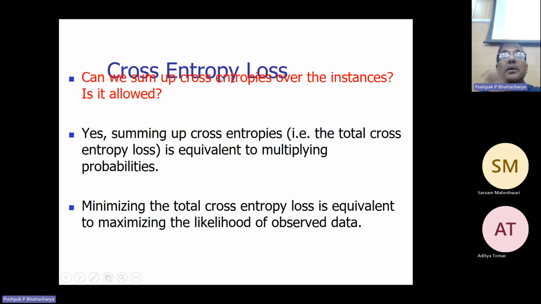Okay, cross entropy loss. Can we sum up the cross entropies over the instances? Is it allowed? Yes, summing up cross entropies is equivalent to multiplying the probabilities. Minimizing total cross entropy loss is equivalent to maximizing the likelihood of observed data. So maximum likelihood principle you have done in your probability and data interpretation class.